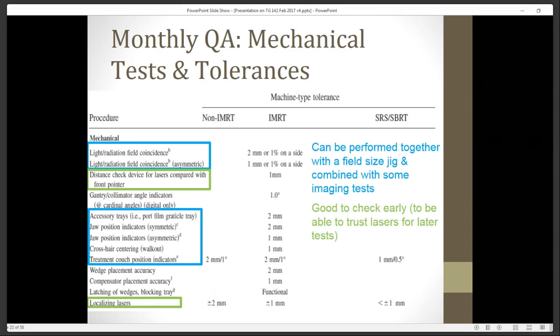The light field, radiation field coincidence, and jaw position indicators, crosshair centering, and treatment couch position. Those are good to group together. They use a very similar geometry or the same geometry. You can use a field size jig or combine, and then these can also be combined with some of the imaging tests. Crosshair centering and treatment couch position indicators, that may be best done with graph paper, something where you can see the distances with the light field.